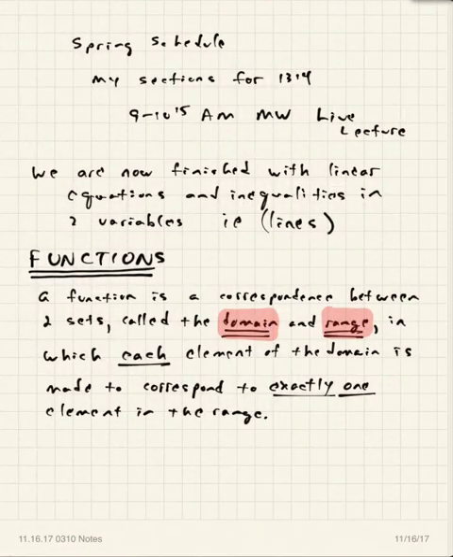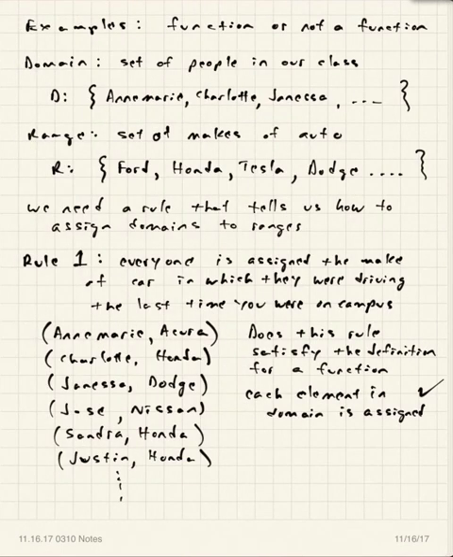Then the second one is this exactly one part. And this is the one that kind of catches people sometimes as far as getting confused. And so what's probably worrying some of you is that right now I've got all these Hondas there. Charlotte is Honda, Sandra's Honda, Justin's Honda. And so you got all these different people assigned to Honda. But I want you to look at what the definition says. It says, does every domain element get assigned to exactly one range element?